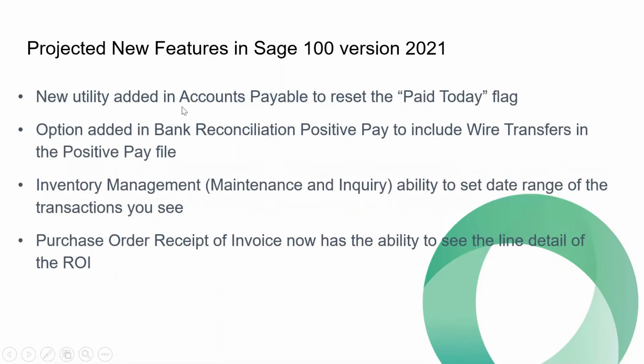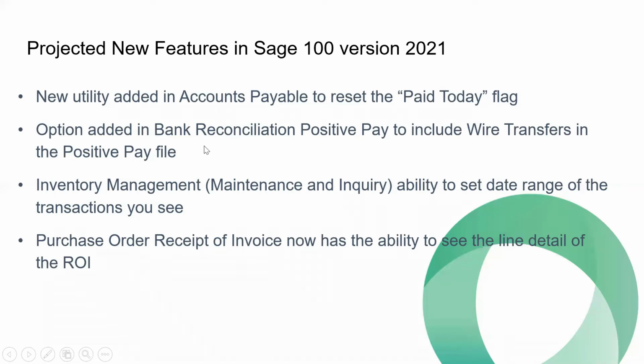They're going to add a new utility to accounts payable to be able to reset the paid today flag. So sometimes when you've selected invoices for payment, or you have an issue with a check run and it thinks the invoice is being paid, but it really isn't, instead of having to go in through data file display and maintenance, or having to call us to remove that paid today flag, they've created a utility that you can run that will be able to do that for you.